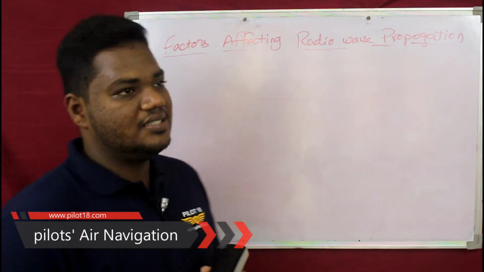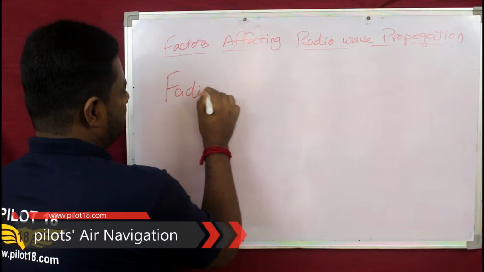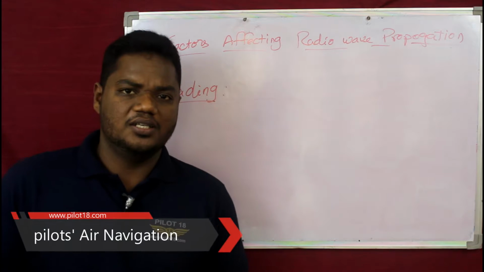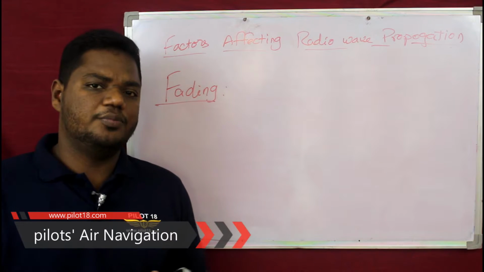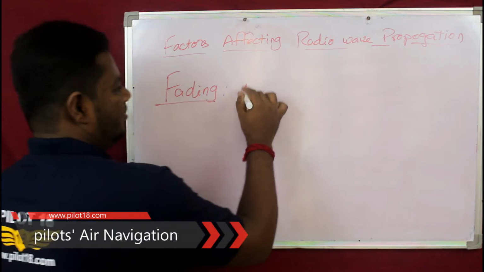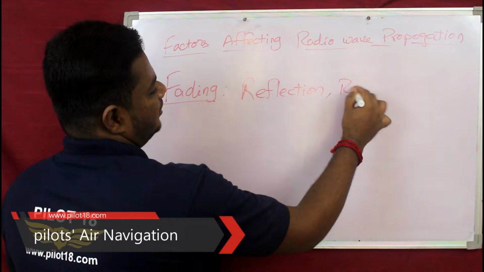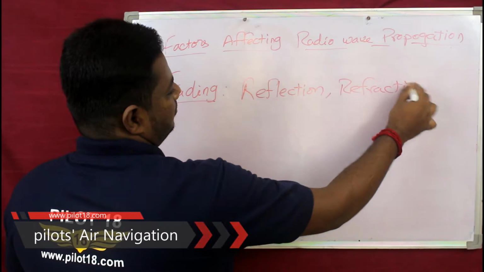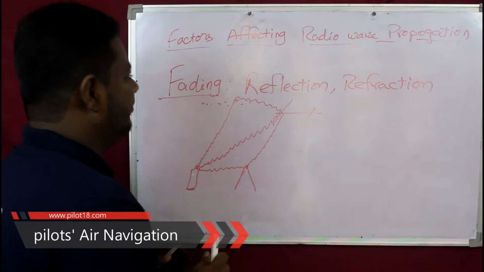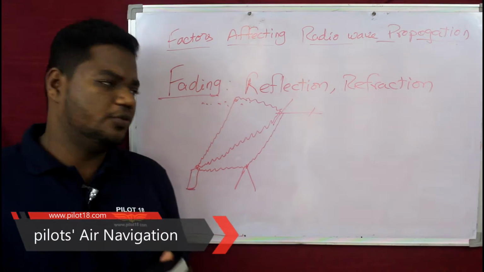So next other thing is fading. Fading, in other words, you can say it's not working properly. So what are all the factors which can contribute to the radio waves not working properly? Number one is reflection, refraction and all things. Okay, we were talking about fading. Fading means it's a kind of disturbance which will not make the radio waves work properly.